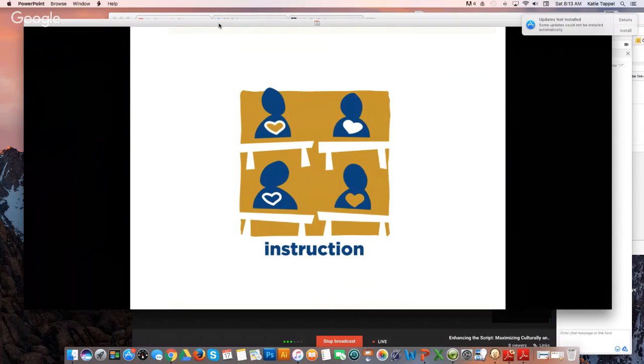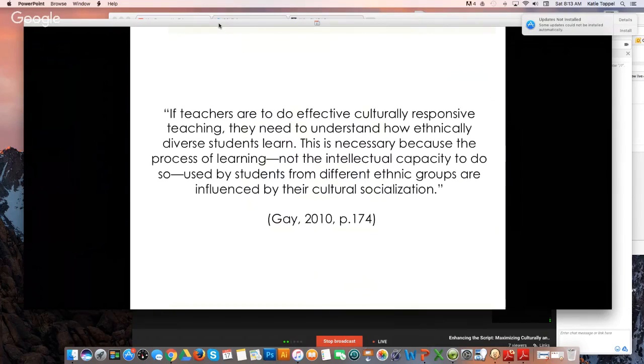When it comes to instruction, we can take some liberties with instructional delivery, in that a teacher could take the same prescribed lesson as a teacher in a neighboring classroom and teach it in an entirely different way based on their choices of instructional delivery. If teachers are to do effective culturally responsive teaching, they need to understand how ethnically diverse students learn. This is necessary because the process of learning, not the intellectual capacity to do so, used by students from different ethnic groups, are influenced by cultural socialization. So we need to know their culturally patterned learning styles.